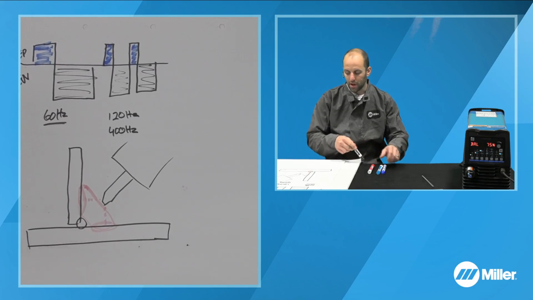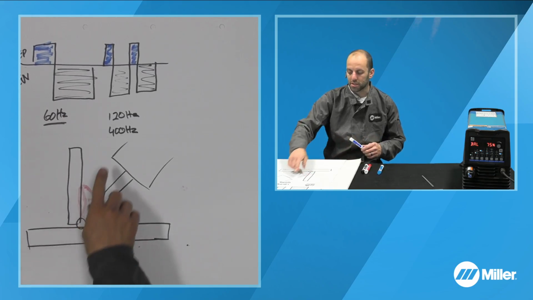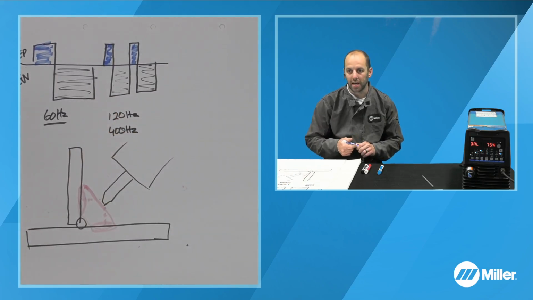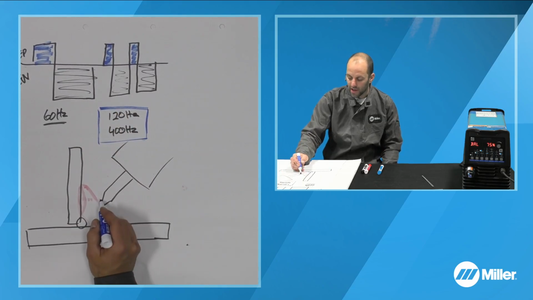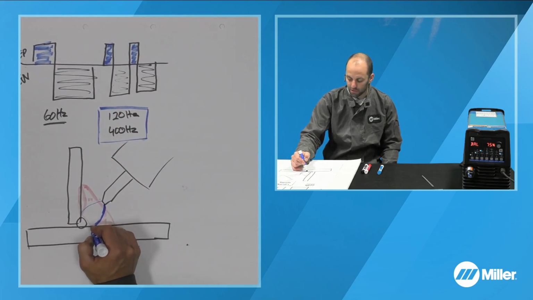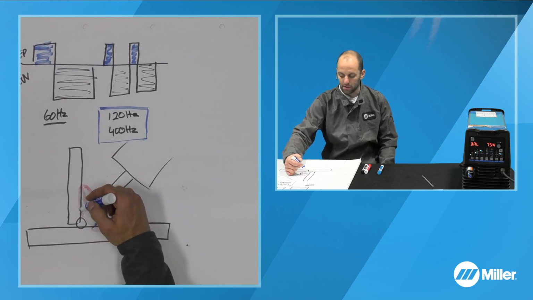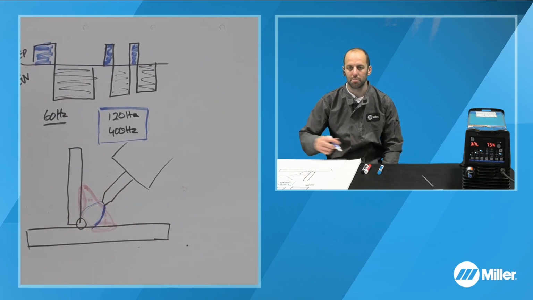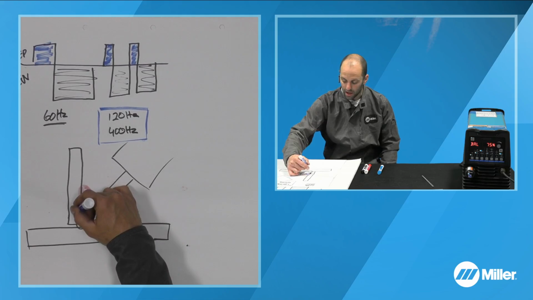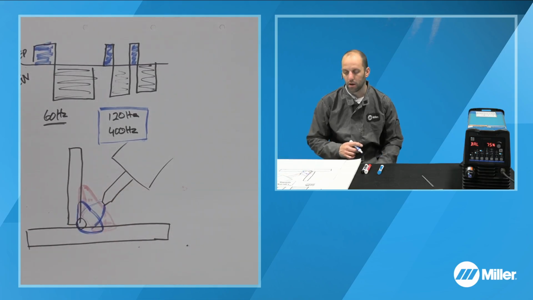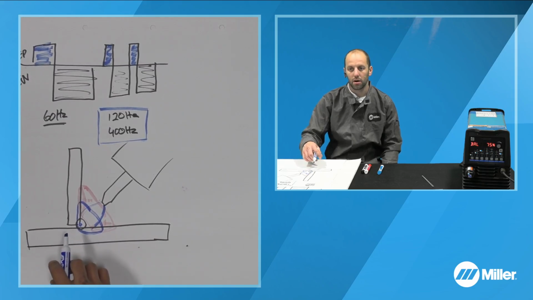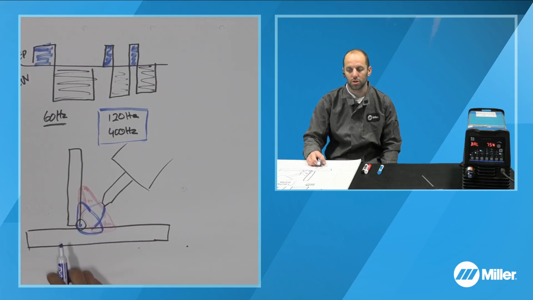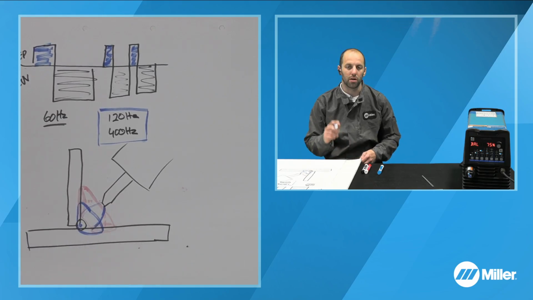So when we are turning our frequency up more to this side here, 120 to 400 hertz, that starts getting us some nice arc pressure off of the end of our tungsten and helps drive that arc right down into the bottom of that corner. And that allows us to get a weld that consumes the root of that joint, or the interface between those two surfaces, and also get a more appropriately sized weld.